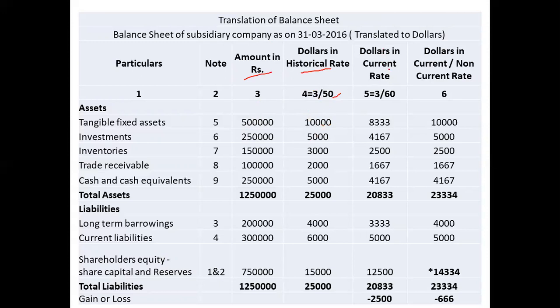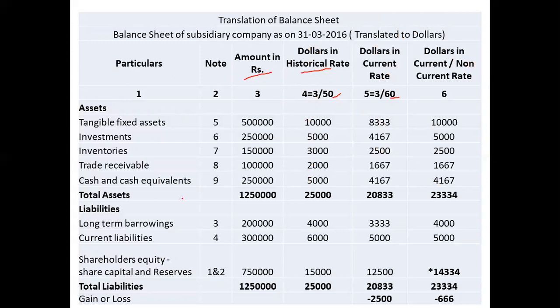Next, the dollars at current rate. The current rate for $1 equals 60 rupees. Again, we have to divide the amount in rupees by 60. Then we get the current dollars. Then the last column is the dollars at current and non-current rate. So here, which items do you have to take? The fourth column is the historical rate, and the fifth column is the current rate. Then what is this dollars in current and non-current rate?